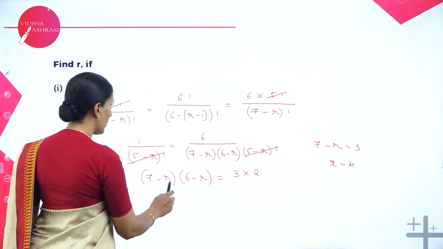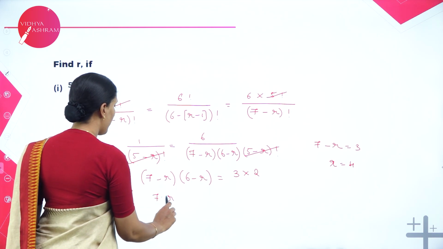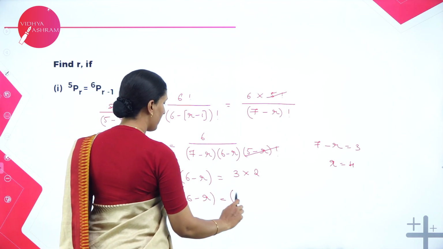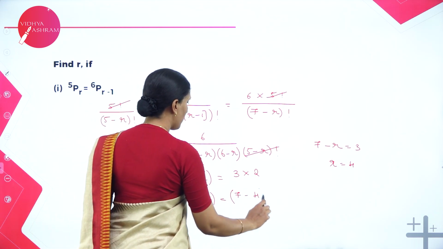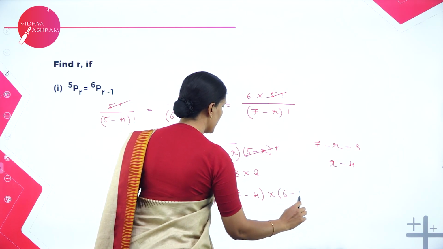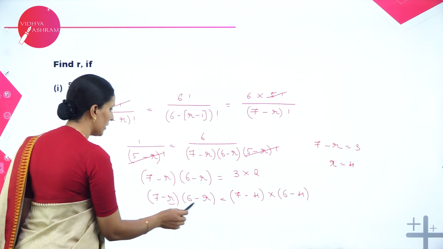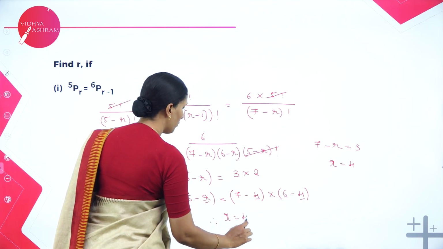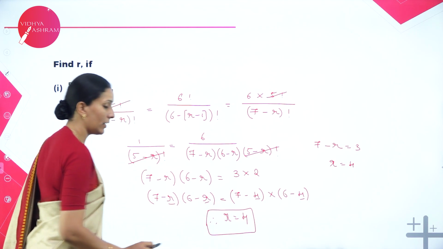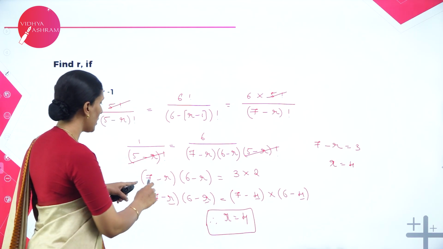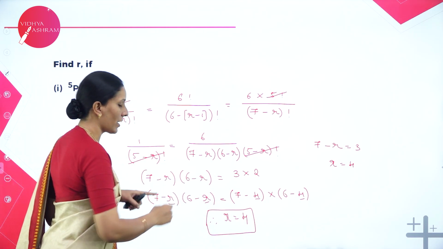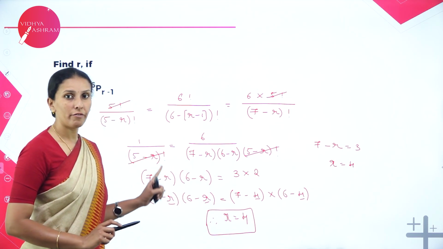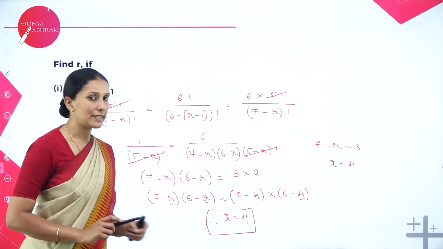So clearly you can see (7 minus r)(6 minus r) on the left hand side, and 3 into 2 can be written as (7 minus 4) into (6 minus 4). So clearly the value of r is 4. This is by the inspection method. Again, we can multiply (7 minus r) into (6 minus r) to get a quadratic equation. We can also solve using the factorization method to get r is equal to 4.